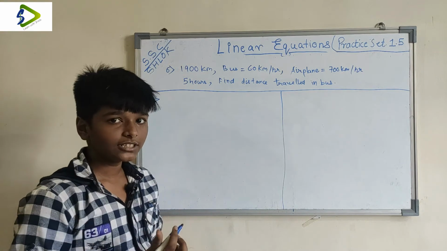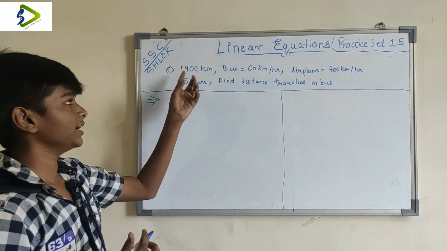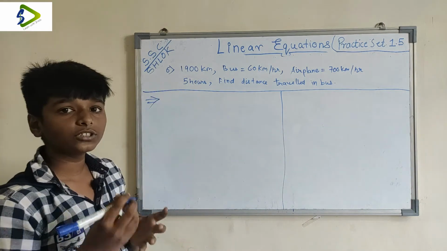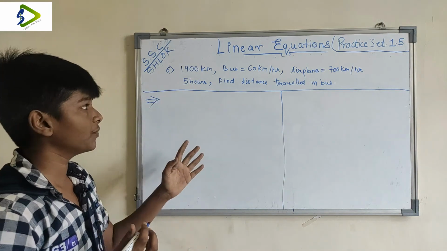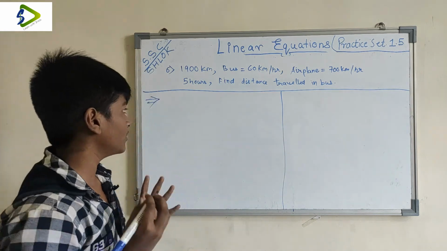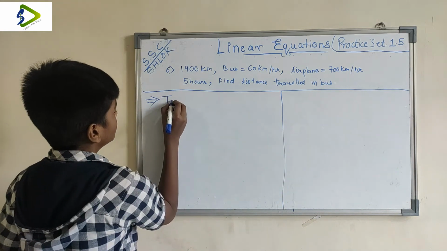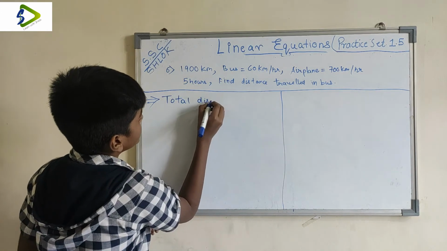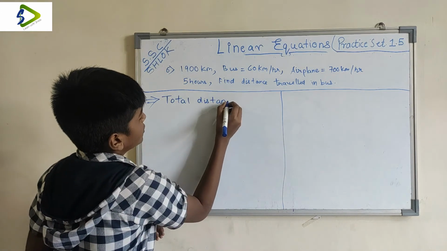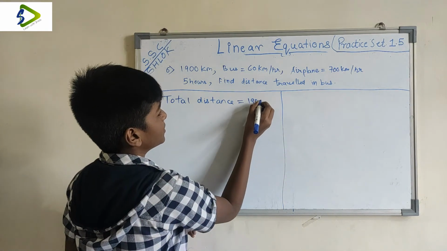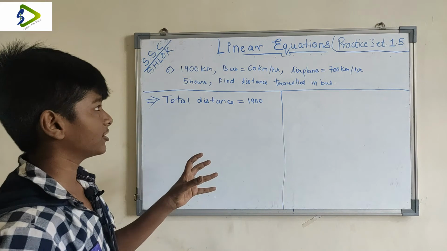What the question tells us is that Vishal travelled some distance by bus and some by airplane, and his total distance is 1900 kilometers. What they want is how much he travelled by the bus. So first what you should do, you should take the total distance. So what is the total distance? The total distance travelled by him is 1900 kilometers.